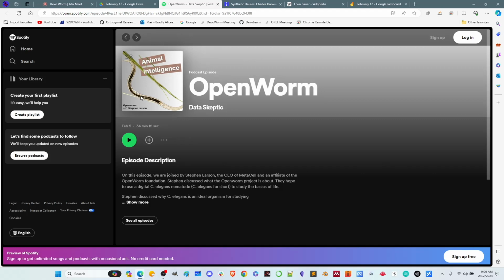And the idea is that you can take those models, extract information from the simulation, use those parameters then to model C. elegans, and it should match the actual C. elegans worm.